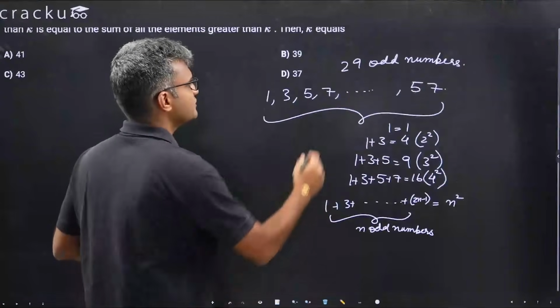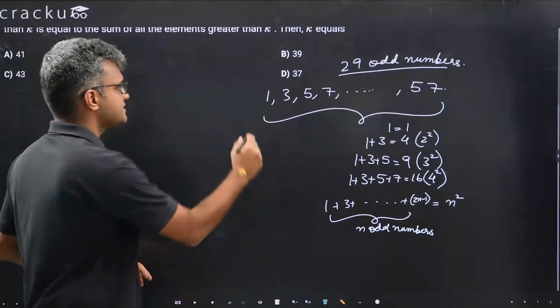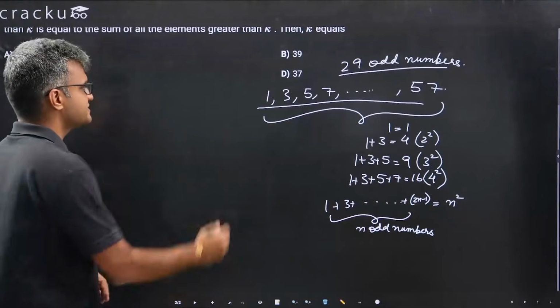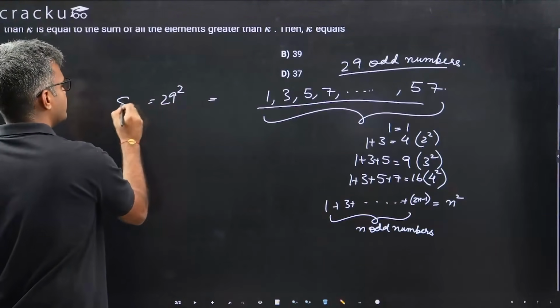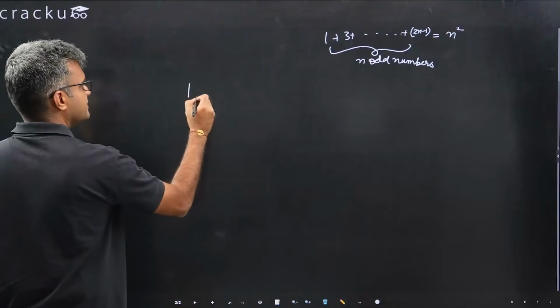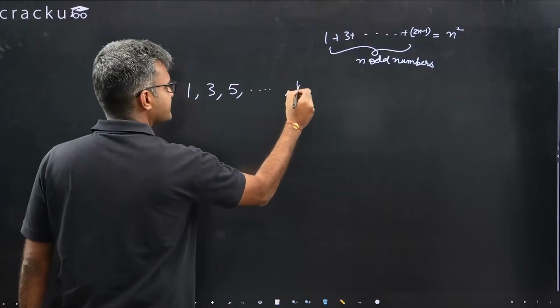Here we have the sum of the first 29 odd numbers. So if you are including k, the sum of all of them, 1 plus 3 plus 5 plus 7 plus dot dot dot till 57 will be equal to 29 square, which is equal to 841. What we are now told is, we have 1, 3, 5, dot dot dot dot, we'll get k somewhere over here.